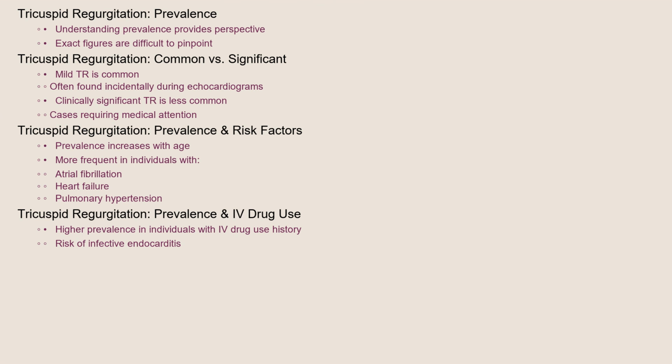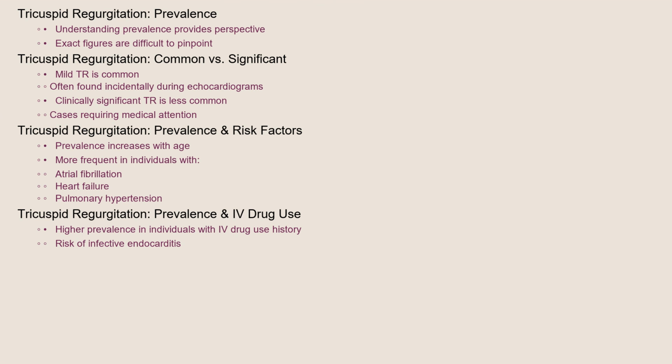Understanding how prevalent tricuspid regurgitation is can help put the condition into perspective. While exact figures are difficult to pinpoint, mild tricuspid regurgitation is actually quite common, often found incidentally during echocardiograms. Clinically significant tricuspid regurgitation, that is, cases requiring medical attention, are less common. The prevalence of tricuspid regurgitation rises with age and is more frequently seen in individuals with pre-existing heart conditions such as atrial fibrillation, heart failure, or pulmonary hypertension.